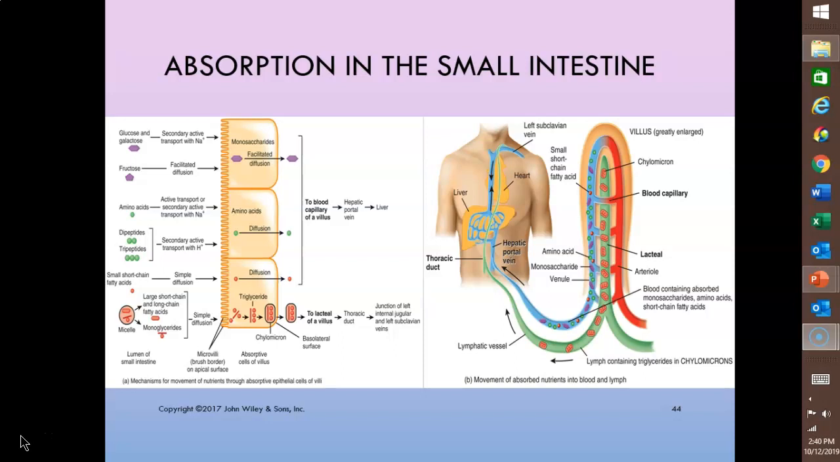fatty acids, and glycerol. The passage of these nutrients from the gastrointestinal tract into the blood or lymph is called absorption. Absorption occurs through diffusion, facilitated diffusion, osmosis, and active transport. About 90% of all absorption of nutrients occurs in the small intestine. The other 10% or so occurs in the stomach and the large intestine. Any undigested or unabsorbable material that's left in the small intestine passes into the large intestine.